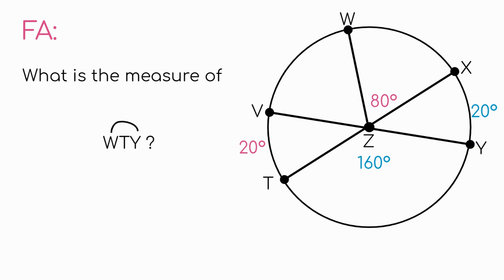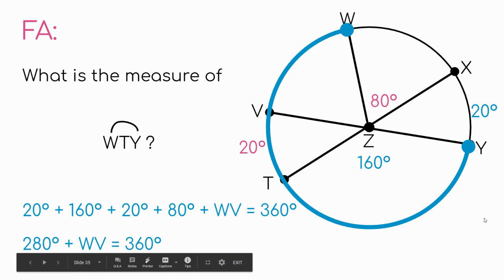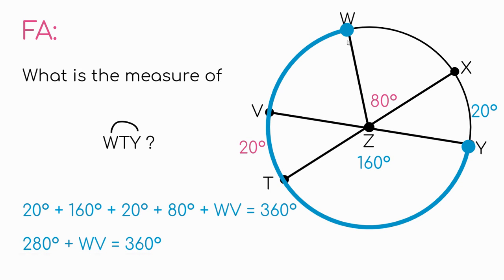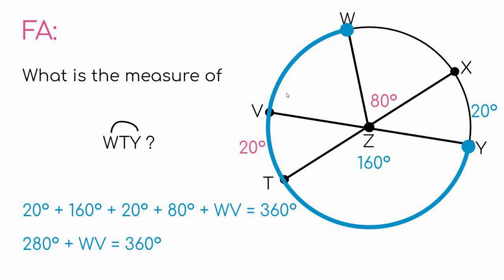All right, now try to find the measure of arc WTY. So hopefully you recognize WTY is a major arc, which means it's going to be pretty big. It goes from W around to T all the way to Y. So it is this big long arc, which means we'd have to add WV, VT, and TY. So we know what VT is and TY is. We don't know WV, so that's the first thing we need to solve for.